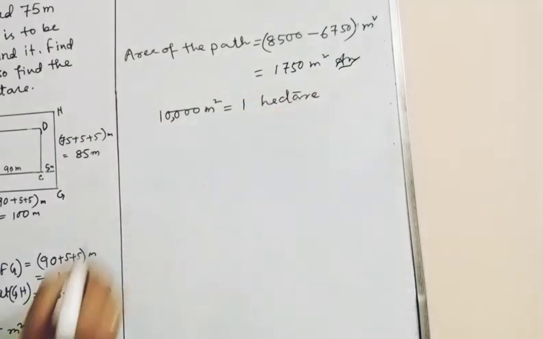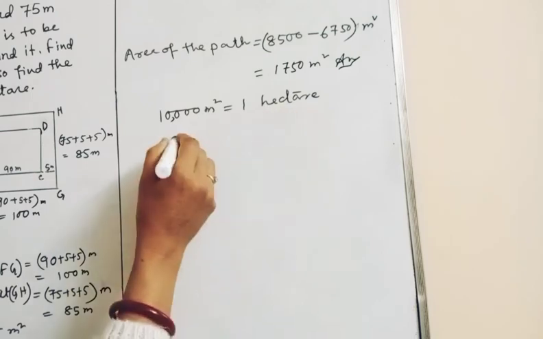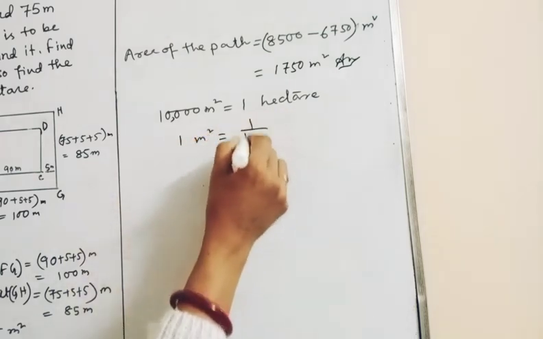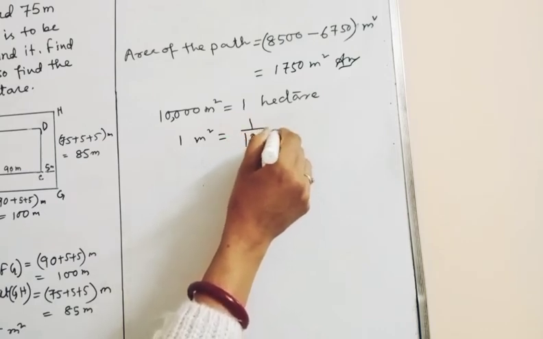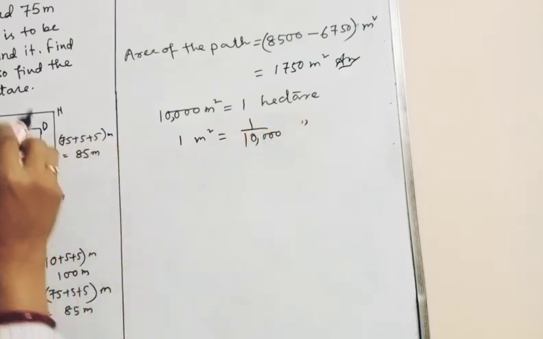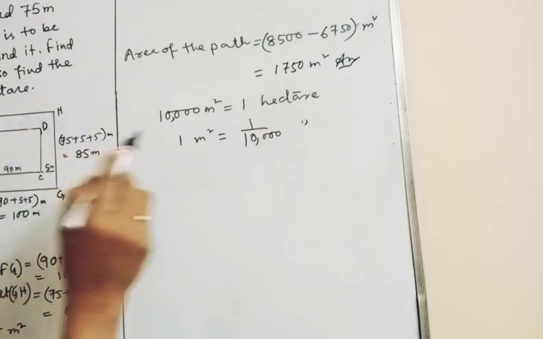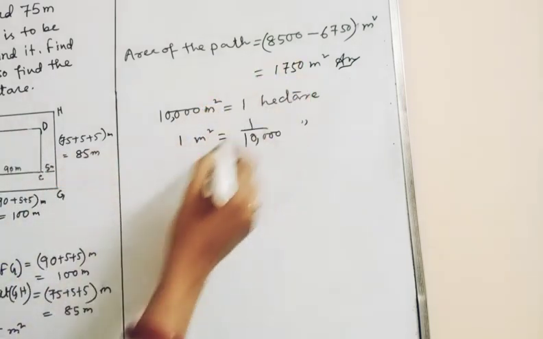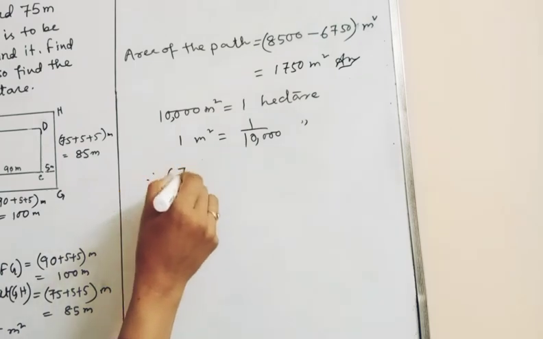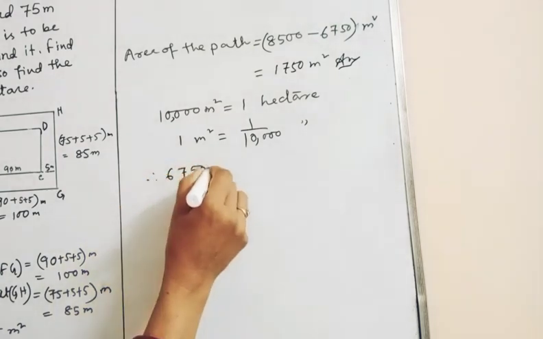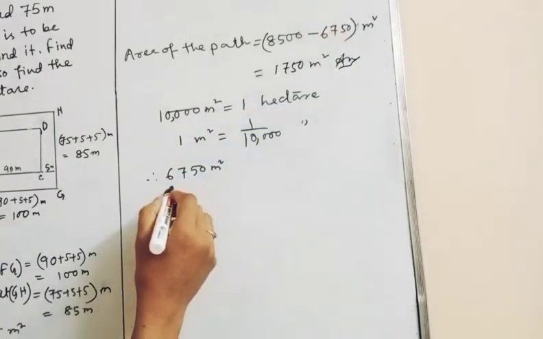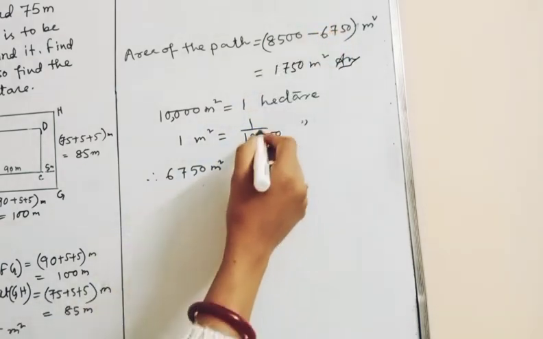1 hectare. So 10,000 meter square is equal to 1 hectare. So 1 meter square equals 1 by 10,000 hectare. You have to find the area of the garden. Area of the garden was 6,750 meter square. As the area of the garden was 6,750 meter square, how much will it be in hectare?